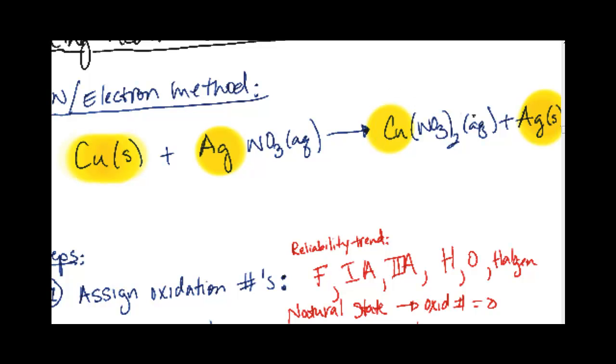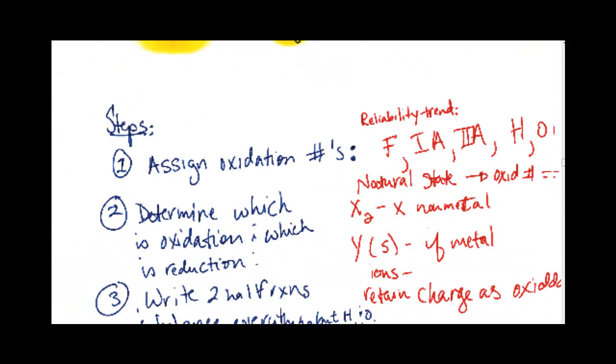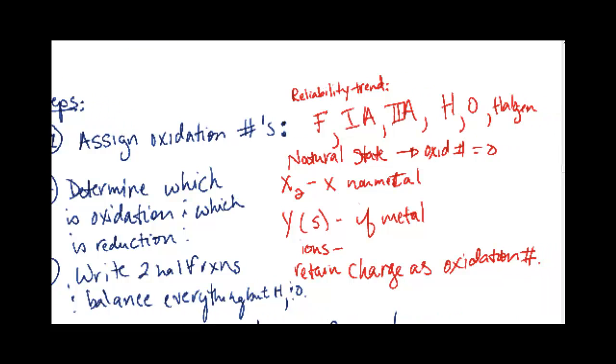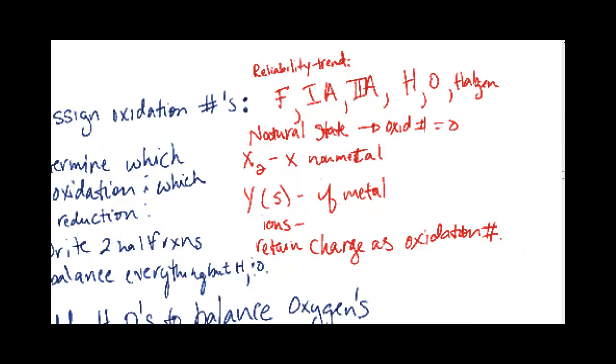So, what are the steps in using this ion-electron method? Well, the first step is to assign oxidation numbers. I'd be willing to bet that most of you haven't looked at your oxidation number rules since we last saw them in Chem I. So, just a quick review on what they are. The reliability trend for these oxidation numbers is as follows. You can easily assign fluorine, then the 1A's, the 2A's, the hydrogens, and the oxygens, finally the halogens.